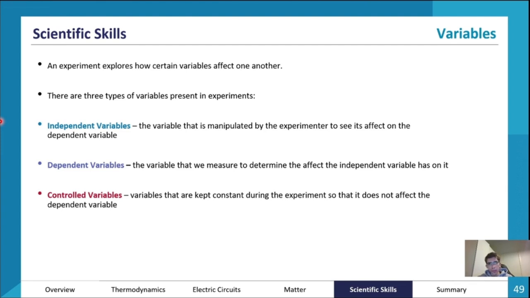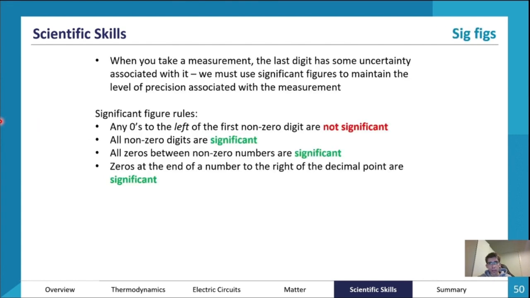The independent variable is the variable that you are manipulating. The dependent variable is the variable that changes as a result of you manipulating the independent variable. Controlled variables are any other variables that must be kept constant to prevent the dependent variable being affected by any other thing than the independent variable.